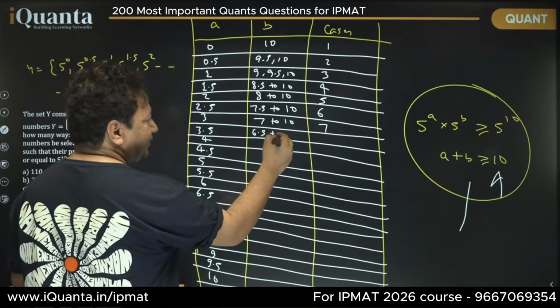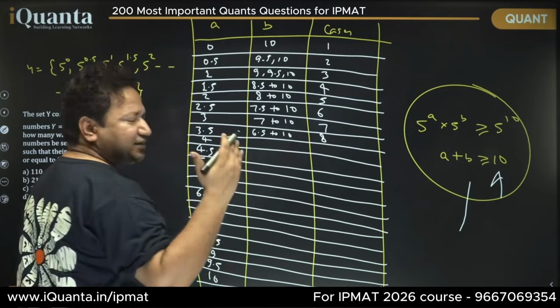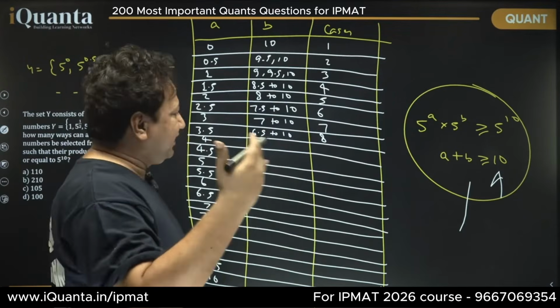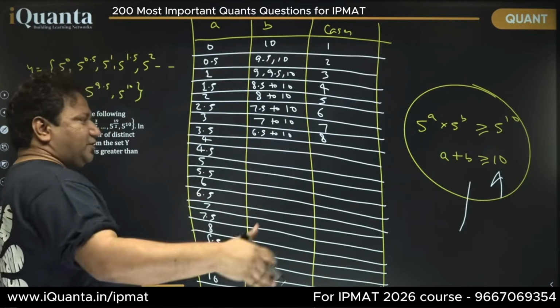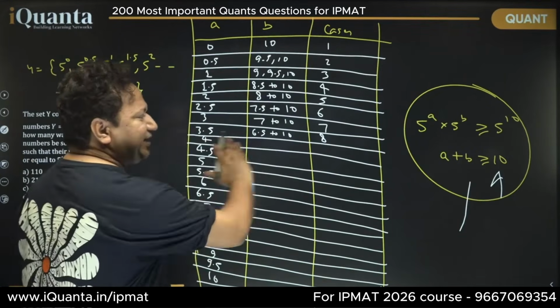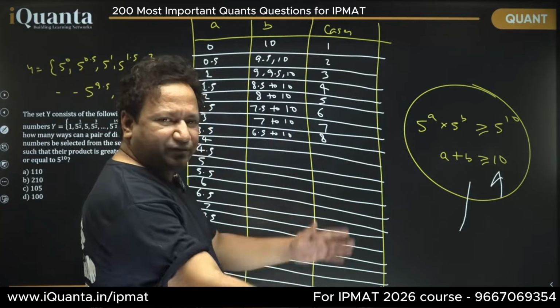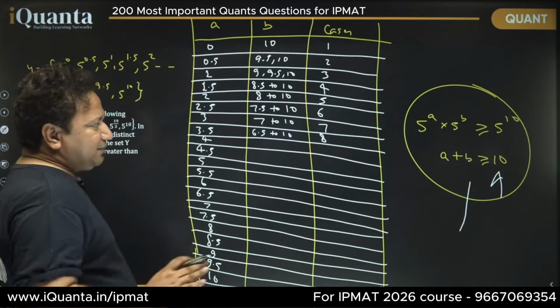3.5, 6.5 to 10, we'll have 8 such values. That is 6.5, 7, 7.5, 8, 8.5, 9, 9.5, and 10. Not writing all of it because that will waste a lot of time. Okay. So at a gap of 0.5, I'm choosing the values.